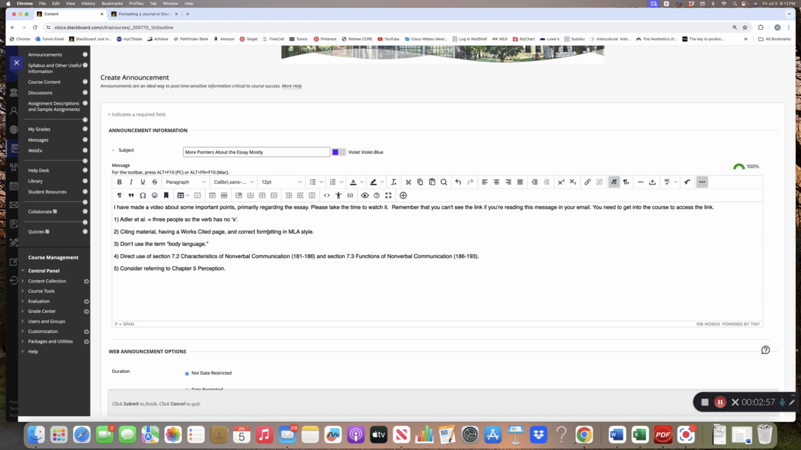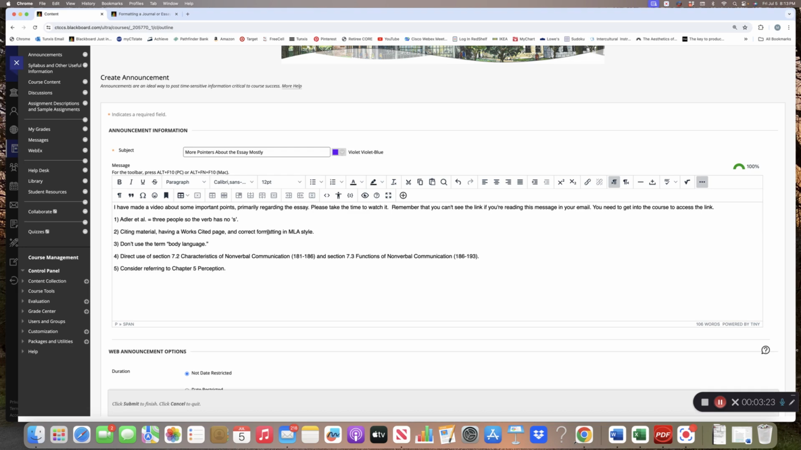In your essay, please do not use the term body language. If you look through chapter 7, you will see that absolutely nowhere in the text do they use body language. Most of the time, I think what you're talking about, if you've used that term, it's body movement. So just be very clear, be as precise as you can be.